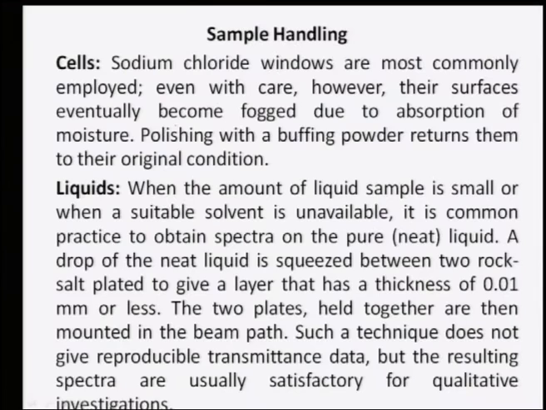Then you have cells. Sodium chloride windows are most commonly used in the machine because they don't absorb IR radiation. But their surfaces can get fogged, because sodium chloride can absorb moisture and get fogged, which can lead to absorption of the infrared radiation, and then the signal strength will reduce. Sometimes polishing with buffing powder can help, but sometimes it may not.